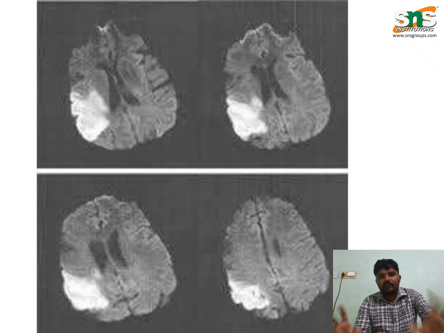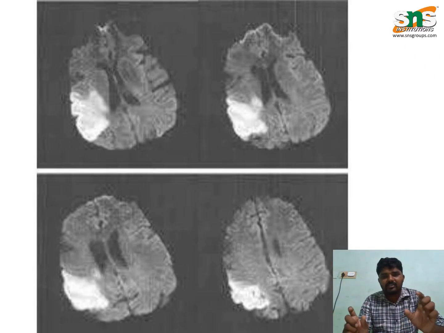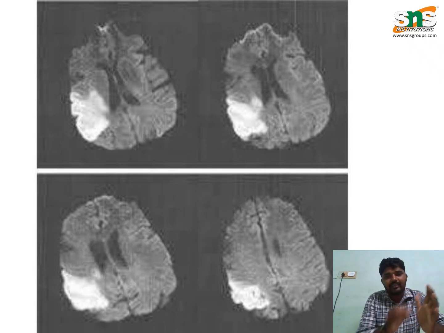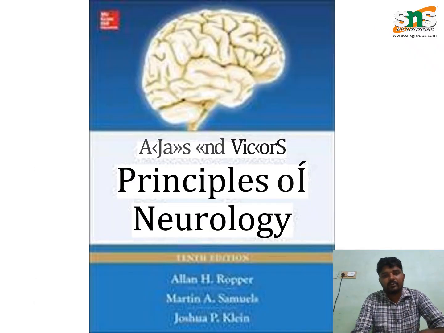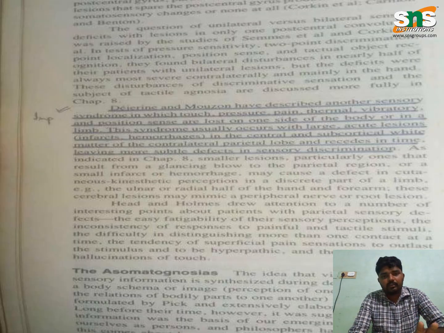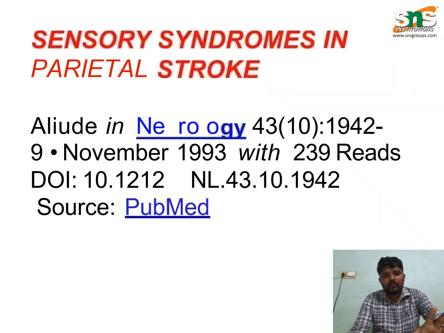These are the MRI findings and the CT findings. In the cortex areas, the focal lesion is the white colored lesion, the affected area. The parietal lobe is the main focus in this structure. This book is our reference for the principles of neurology. Book reference: the sensory syndrome in parietal stroke.